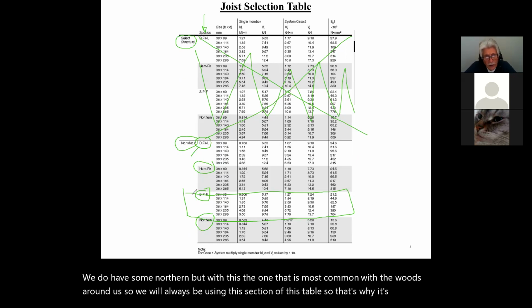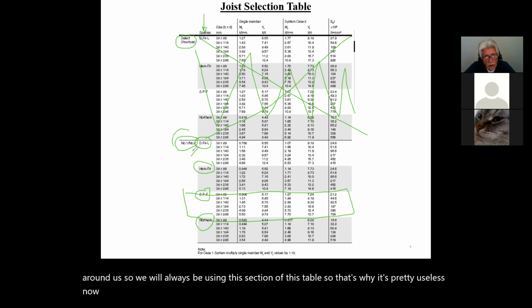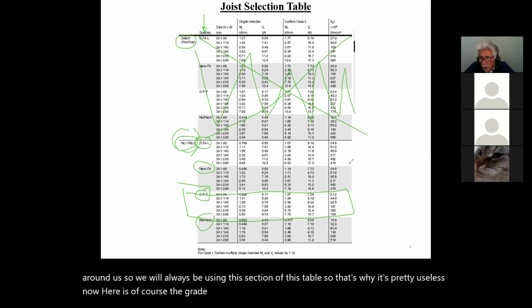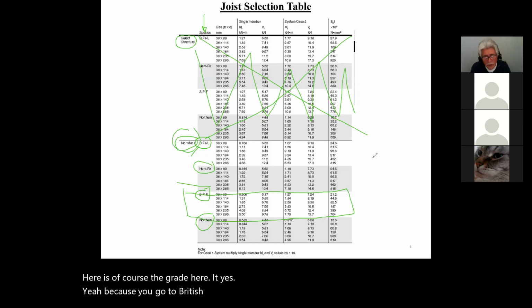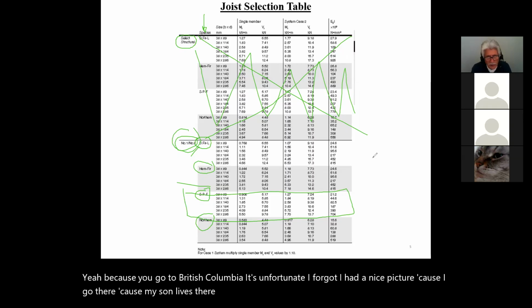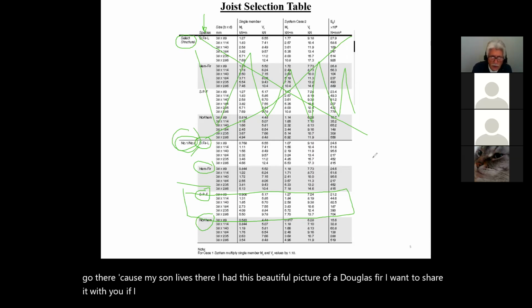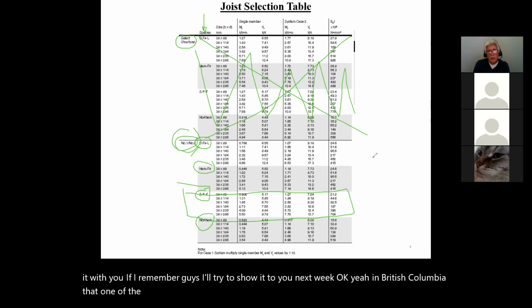Now, here is, of course, the grade. Sorry, I have a question. So Douglas fir is the one they use the most in British Columbia. Yeah, unfortunately I forgot. I had a nice picture because I go there, my son lives there. I had this beautiful picture of a Douglas fir. I wanted to share it with you. If I remember, guys, I'll try to show it to you next week. Yeah, in British Columbia, one of the most common trees that you have out there is Douglas fir.